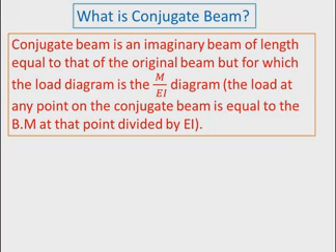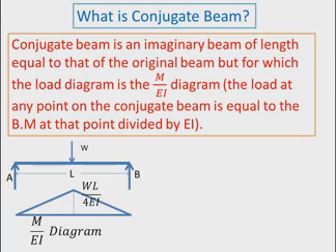So what is then a conjugate beam? A conjugate beam is an imaginary beam of length equal to that of the original beam, but for which the load diagram is the M by EI diagram of the given beam. That means the load at any point on the conjugate beam is equal to the bending moment at that point divided by EI. Now let us see here, this is a simply supported beam carrying a point load at the center.